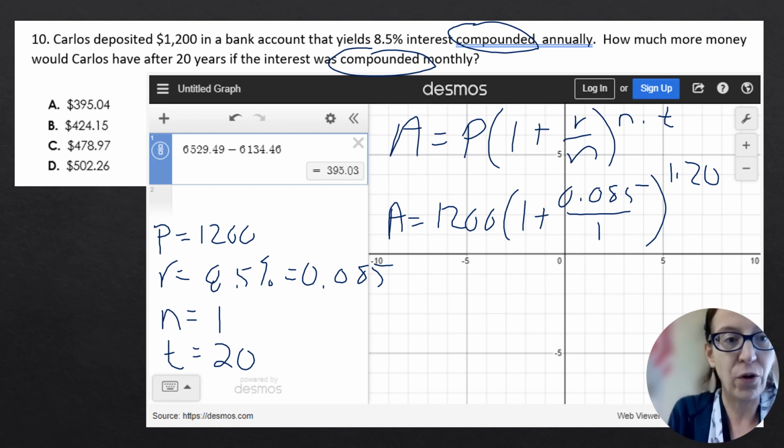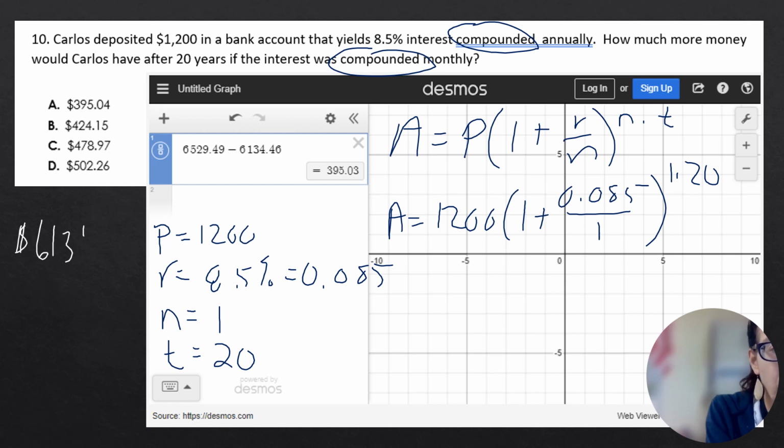Okay, so $1,200, 1 plus 0.085 over 1, kick that out. And then I'm going to do 1 times 20 in my head to get 20. And in that situation, Carlos has $6,134 and about 46 cents. Now I need to save that number somewhere, because that is not the answer to the problem. So that is $6,134.46. We're going to round that to the nearest penny.